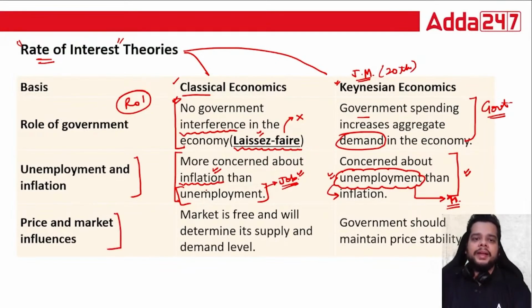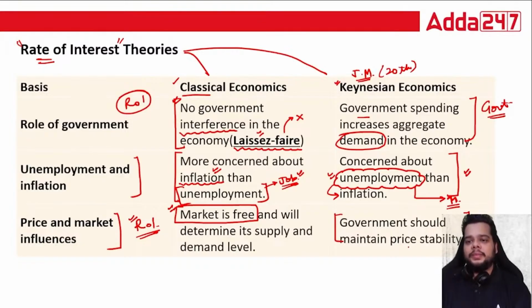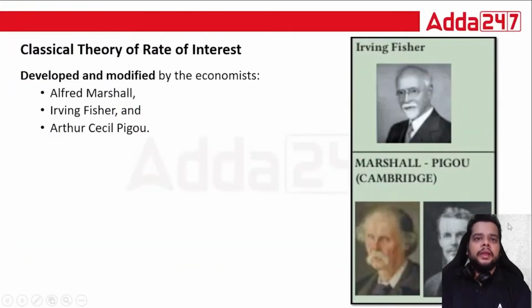Price and market influences. As the classical economists do not want any government interference, they will say that the market is free, and demand and supply themselves will create whatever the demand or supply is and ultimately determine the rate of interest. When we talk about Keynes, he will say that government must maintain price stability and it must not be left to the market forces. Now let's talk about classical.